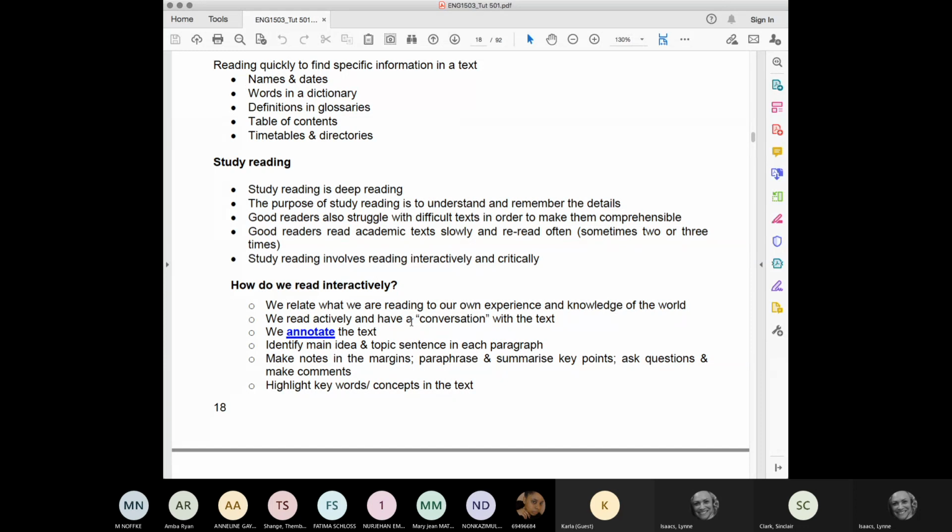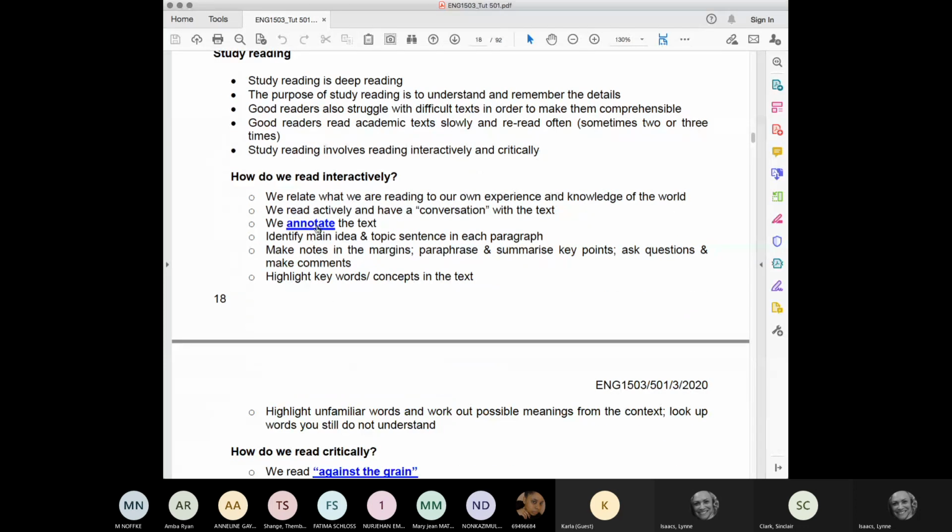Now, we don't have time today to go into how to annotate the text, but if you look here, when I hover my cursor over this blue word in your study guide and click on it, it'll take you to the website that you're seeing appear on your screen now. There you will learn more about annotating. What we are going to do today is look at identifying the main idea and topic in each paragraph.